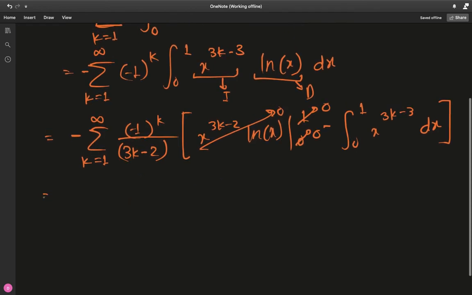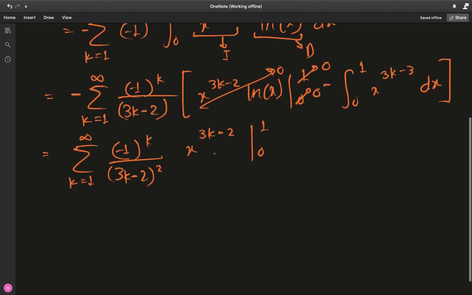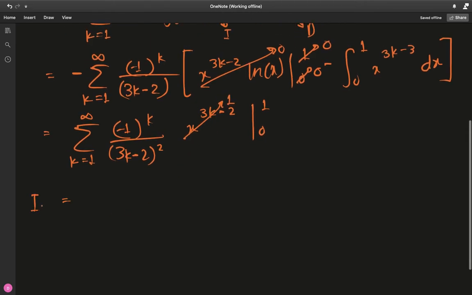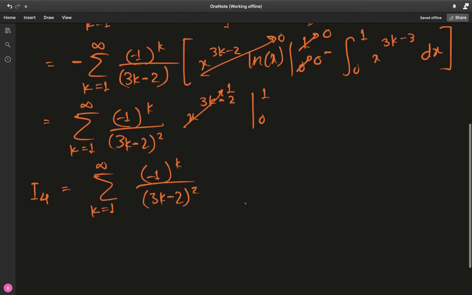This negative, that negative will cancel. We have the sum from k equals 1 to infinity of minus 1 to the k divided by 3k minus 2 times 3k minus 2, so (3k minus 2) entire thing squared, and we have x to the 3k minus 2 evaluated from 0 to 1. This, if you plug stuff in, goes to 1. Don't need to bother about that. So I4 is just another unresolved series from k equals 1 to infinity of minus 1 to the k over (3k minus 2) entire thing squared. Unresolved series again for I4.